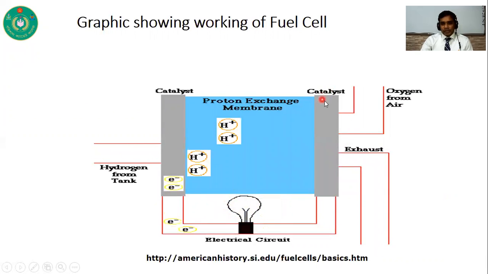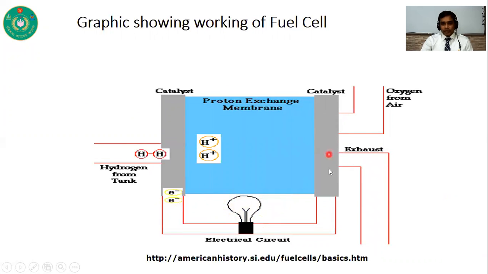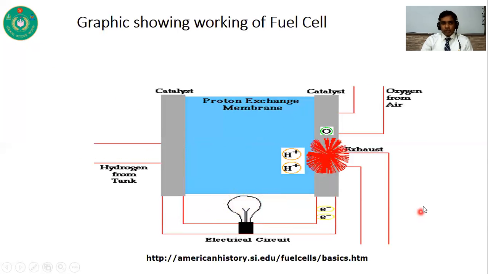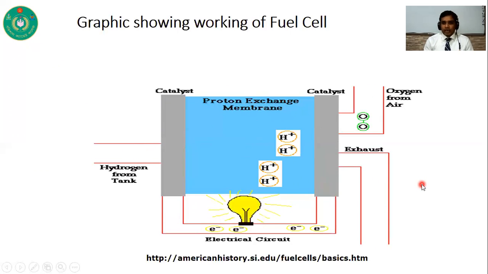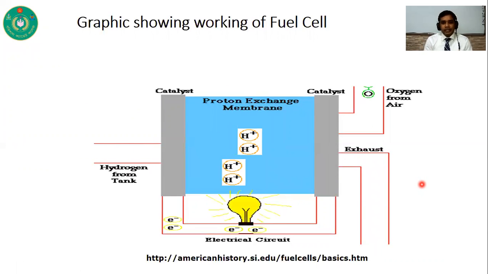And due to the presence of a nickel catalyst at the cathode, oxygen from the air, protons from the proton exchange membrane, and electrons coming from the external circuit recombine here and form water molecules. You can see it forms water molecules here. So I think it is very clear to you how a fuel cell works and what the chemistry behind a fuel cell is.